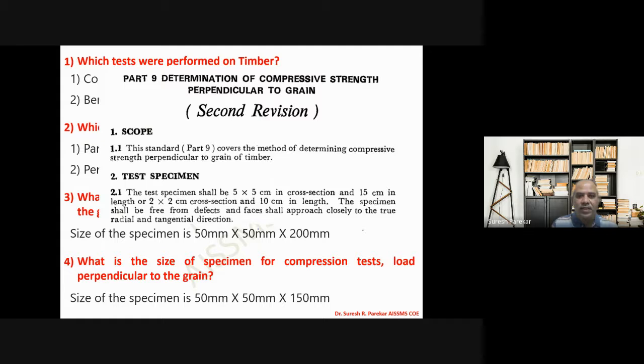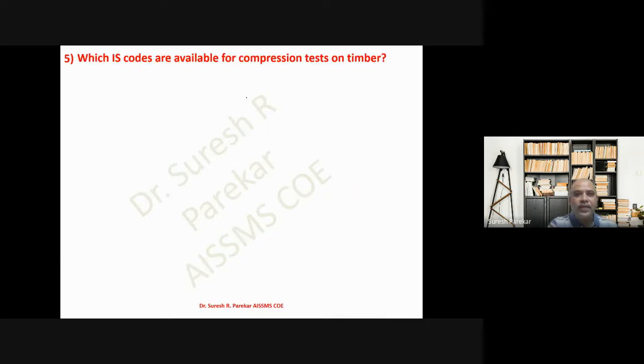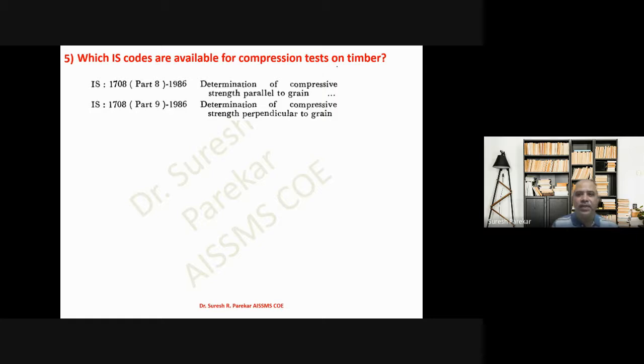So you can see this. We have this as 5 by 5 by 15, and you can see this is perpendicular to the grain. So parallel we have 200, perpendicular we have 150. Which IS code is available for compression test on timber? Whatever we have seen is given in IS 1708 part 8 and part 9. Parallel to grain we have part 8 and perpendicular to grain we have part 9.